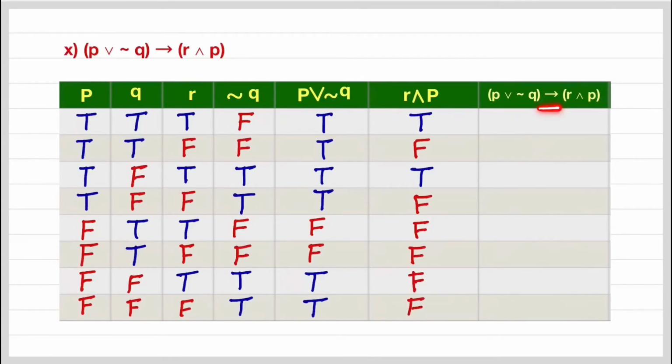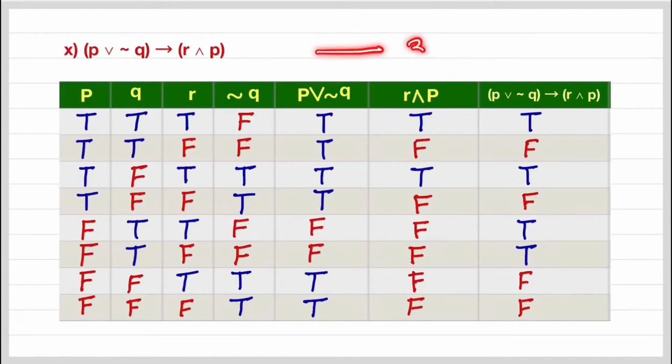Now take the implication: P or negation of Q implies R and P. When the first statement is true and the second is false, the implication is false. At the second place, this condition is satisfied. Again at the fourth, sixth, seventh and eighth. These four entries are false and all other entries are true. This is the truth table for the given statement pattern.